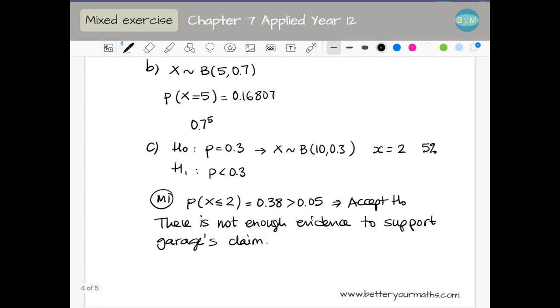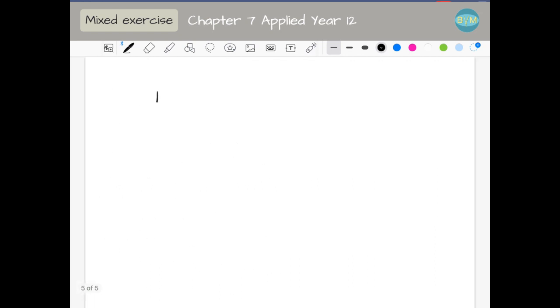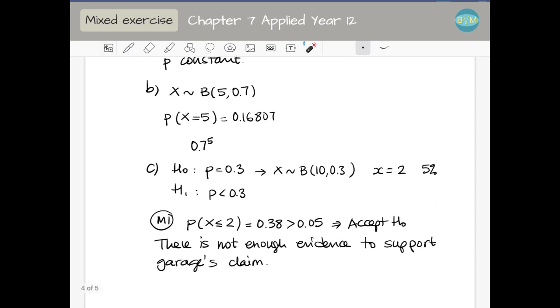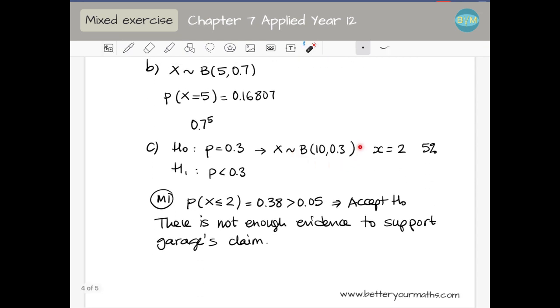Second method, I'm going to find the critical region. The critical region is going to be given by a value, such that the probability of X being smaller than or equal to that value is smaller than the significance level. This binomial is in the formula booklet. So it is n 10, 0.3.